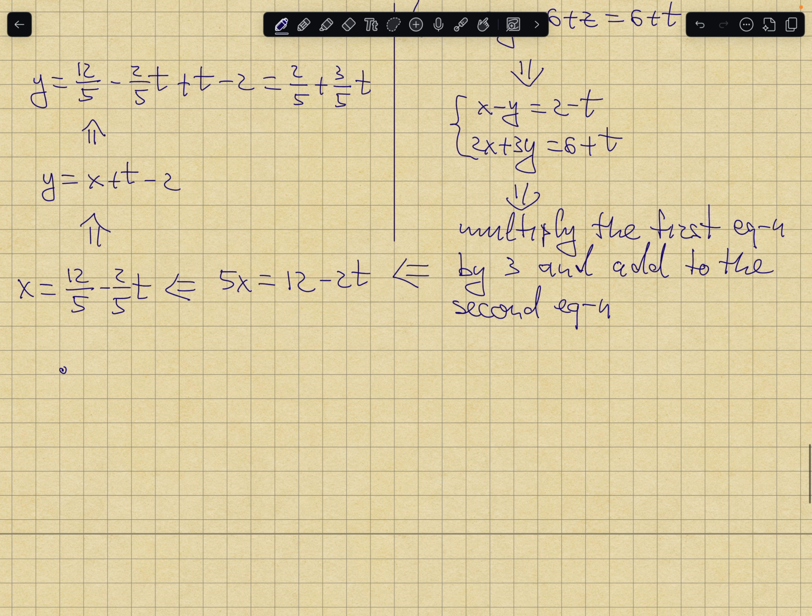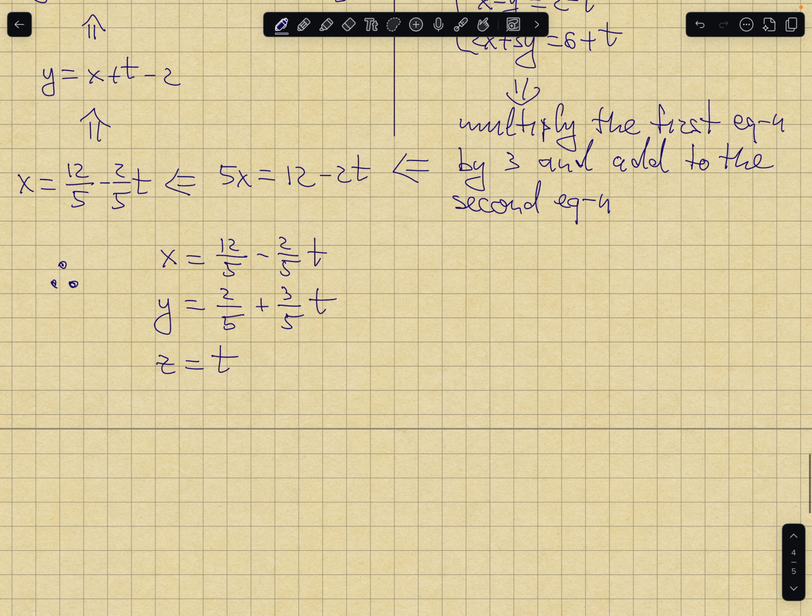Okay, and so then the conclusion is that x is 12/5 minus 2/5 t, y is 2/5 plus 3/5 t, and z from the beginning was set to t. And this is a parametric equation of a line, so I found the line of intersection.